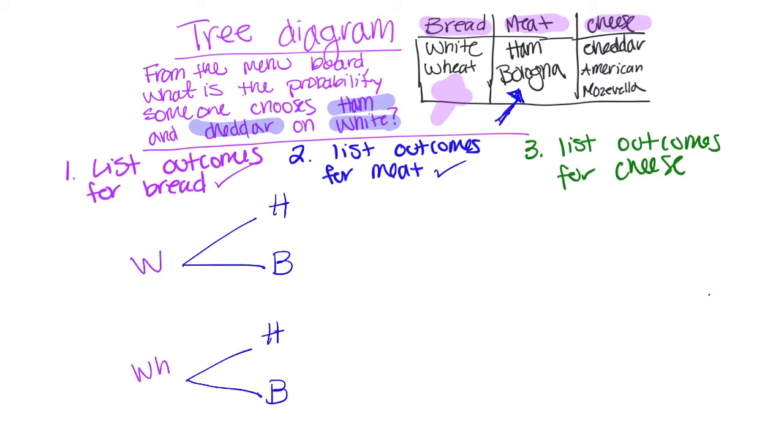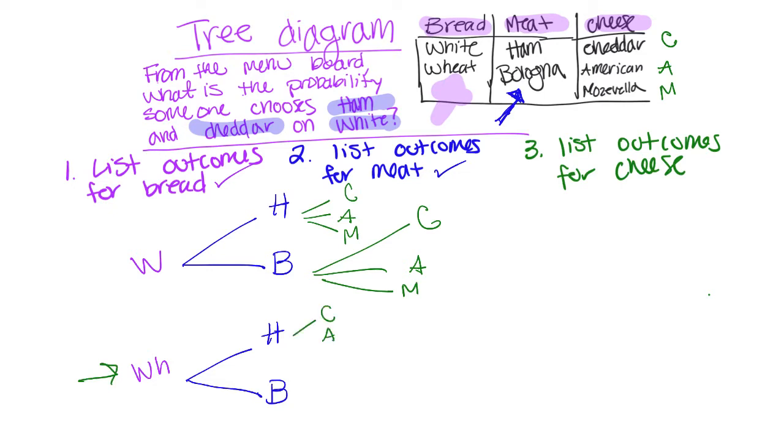Then, off of each of those, I need to list the outcomes for cheese. I have cheddar, American, and mozzarella. So I could choose ham and cheddar, American, mozzarella, bologna, cheddar, American, mozzarella. Then I could have wheat bread and ham with cheddar, American, or mozzarella. Wheat bread with bologna and cheddar, American, or mozzarella. Okay.